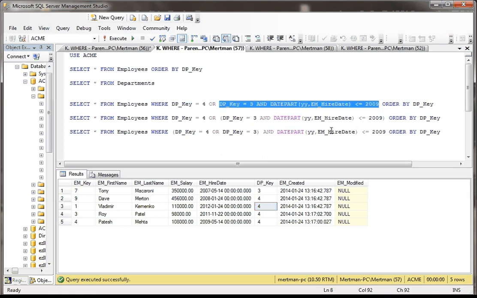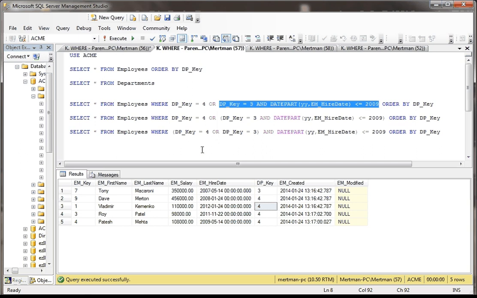See, what we really want to do is apply this date not just to the DP key 3, but also the DP key 4. But because this line is interpreted, it thinks you're saying the DP key equals 4, or it's 3 and it's 2009 or less. Do you see the difference?